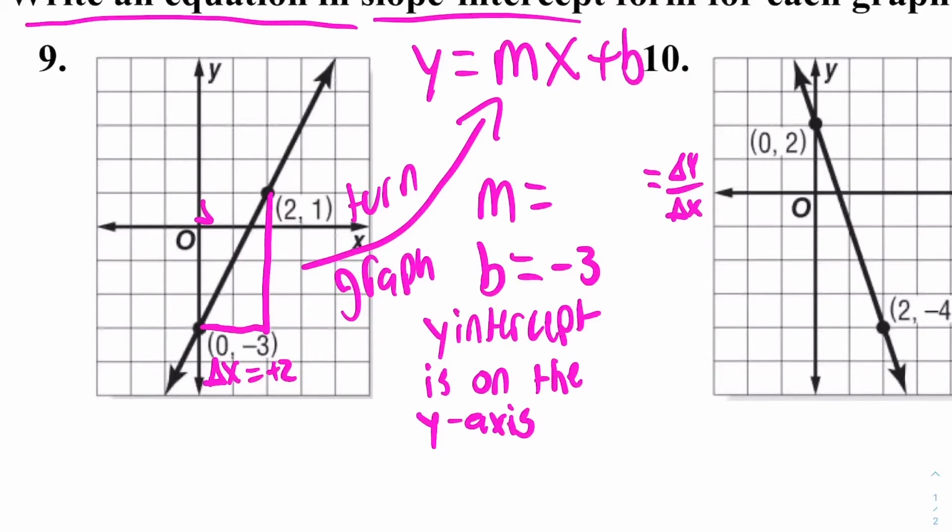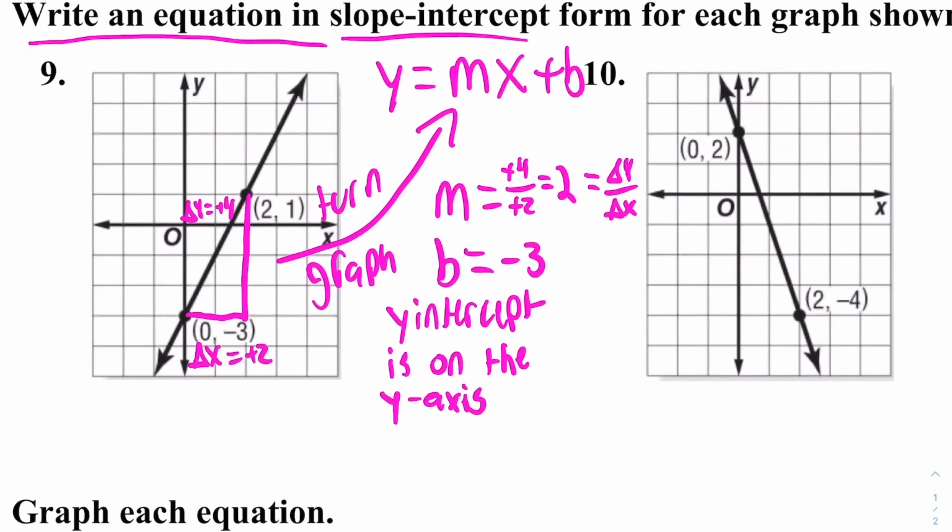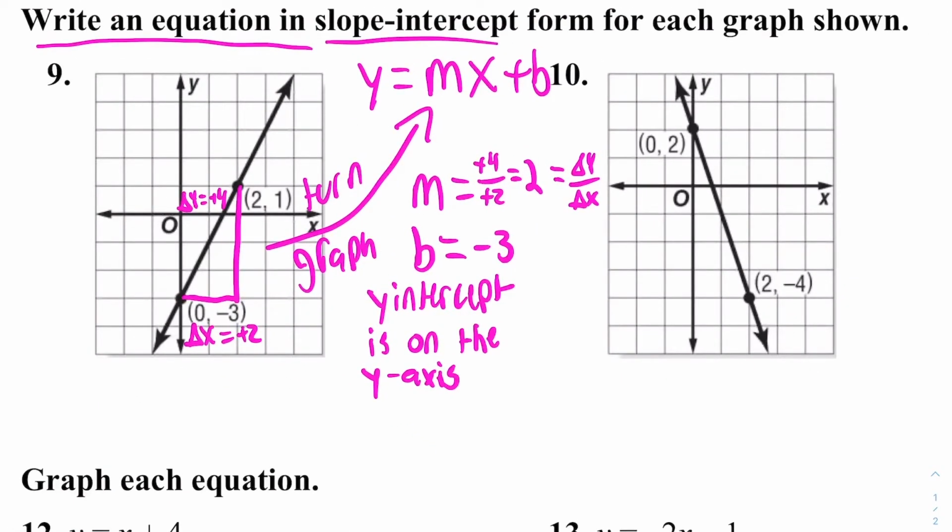Let's make a delta y equals +4 up there. So now they both have a positive. So that's a +4 over +2. This reduces down to 2. So that means the slope is 2 and the y-intercept is -3. So the final equation is going to have the slope of 2 times x minus 3.